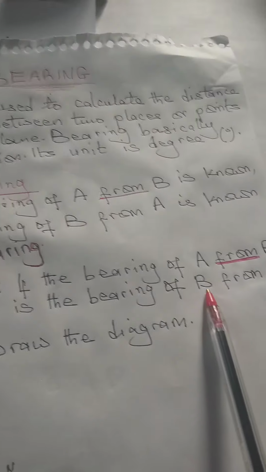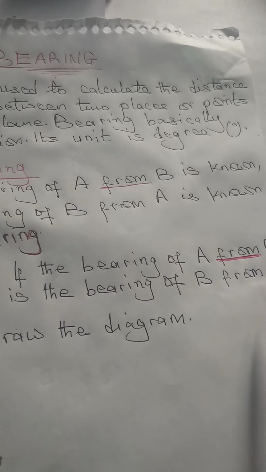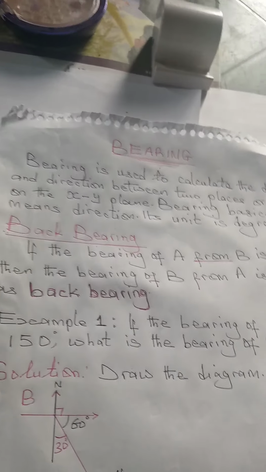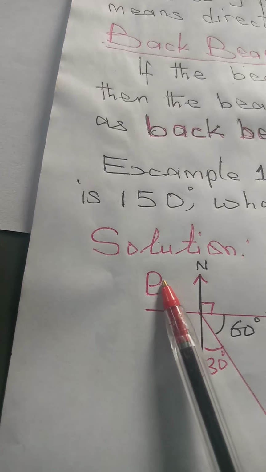What is the bearing of B from A? That's a simple question indeed. The bearing of A from B is 150 degrees. What is the bearing of B from A? Now look at the solution.